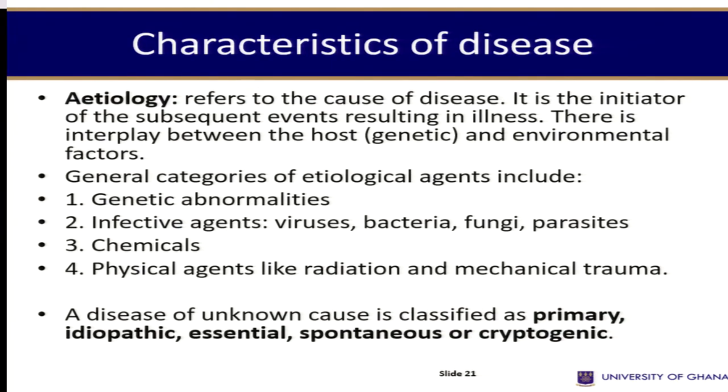Etiology refers to the cause of disease. It is the initiator of the subsequent events resulting in illness. There is interplay between the hosts, genetic factors, and the environment. General categories of etiological agents include genetic abnormalities, infectious agents like viruses, bacteria, fungi, parasites, chemicals, and then physical agents like trauma and radiation. A disease of unknown cause is classified as primary or idiopathic or essential or spontaneous or cryptogenic. So any disease that is preceded by this term means that we do not know the cause.